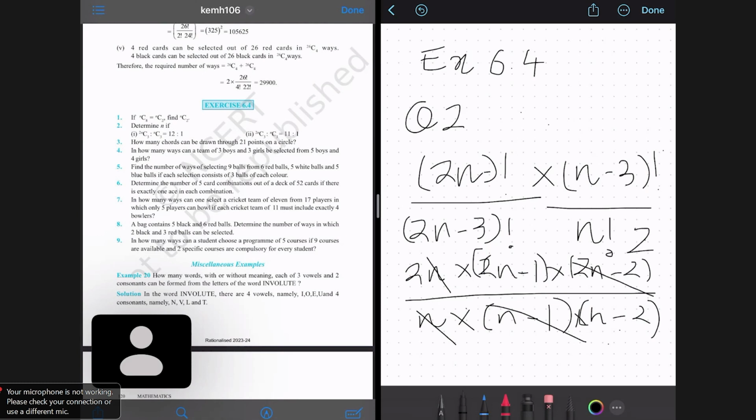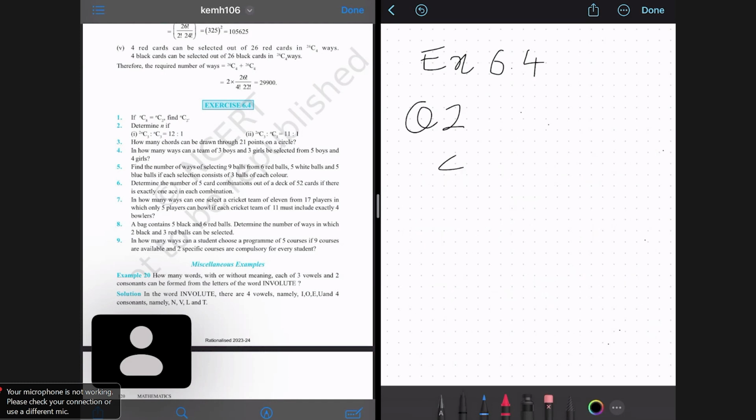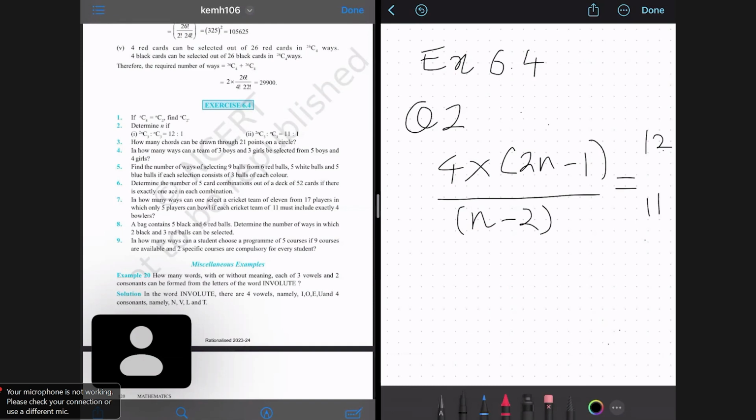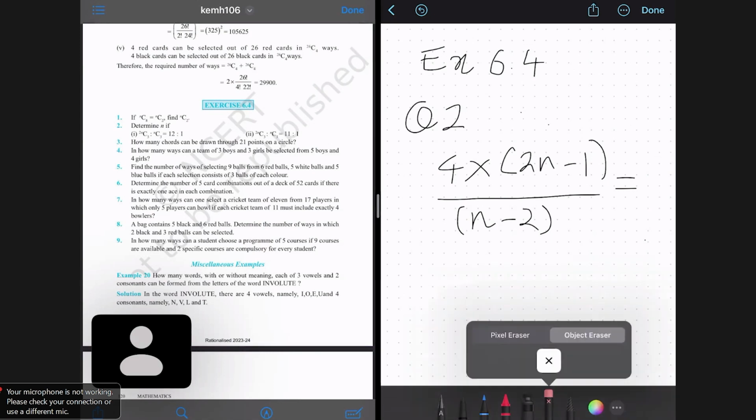After we have done that, the simplified version of the equation on the LHS is now nothing but 4 into (2n minus 1) upon (n minus 2). So this is the equation from the LHS. Correct. Now to solve for part number A and part number B, all I am going to do is equate this to 12 for the first part and 11 for the second part. Correct. So let us solve for the first part first. Let's equate this to 12.